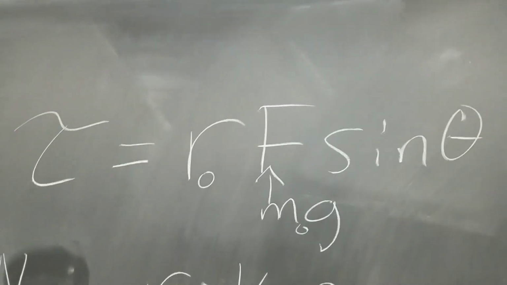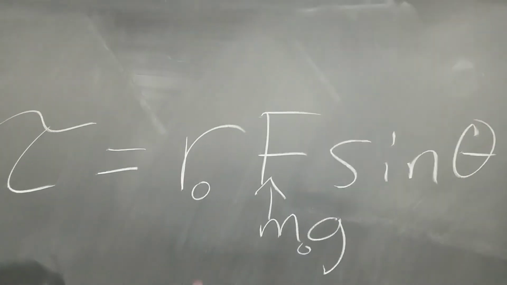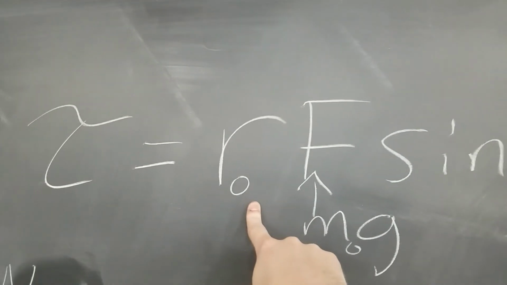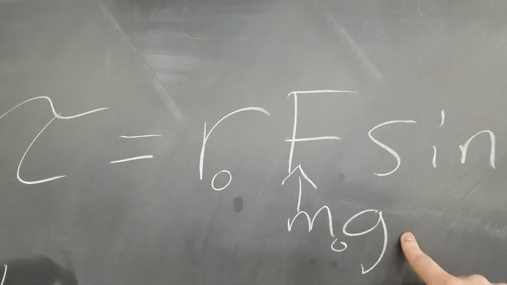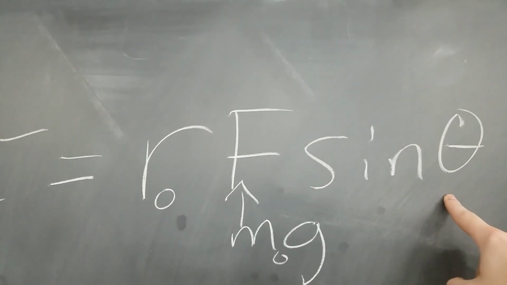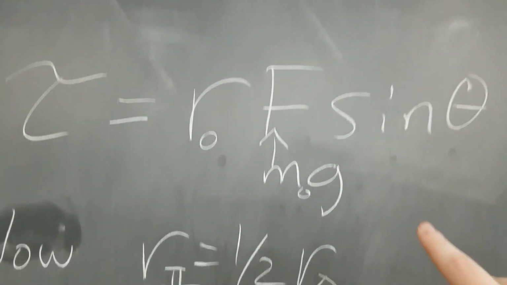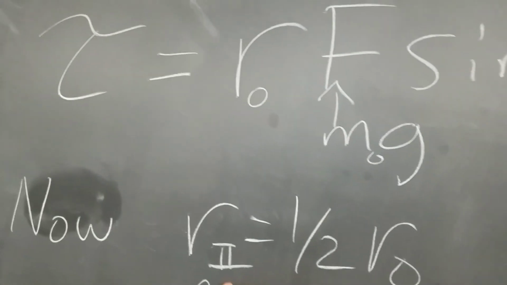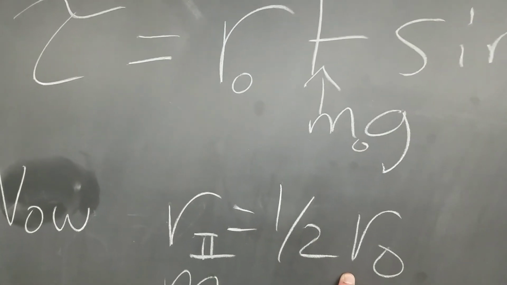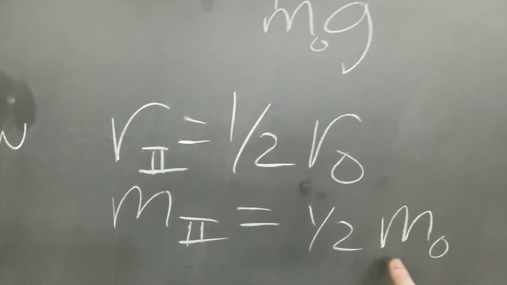So let's just say with our initial meter stick, it has some radius away from our pivot point, we call that R0, and the force acting on it is just some initial mass times gravity times the sine of the angle. But now if we had a second meter stick where the center of mass is half of what the center of the original meter stick is, and the total mass of our second meter stick is half the mass.